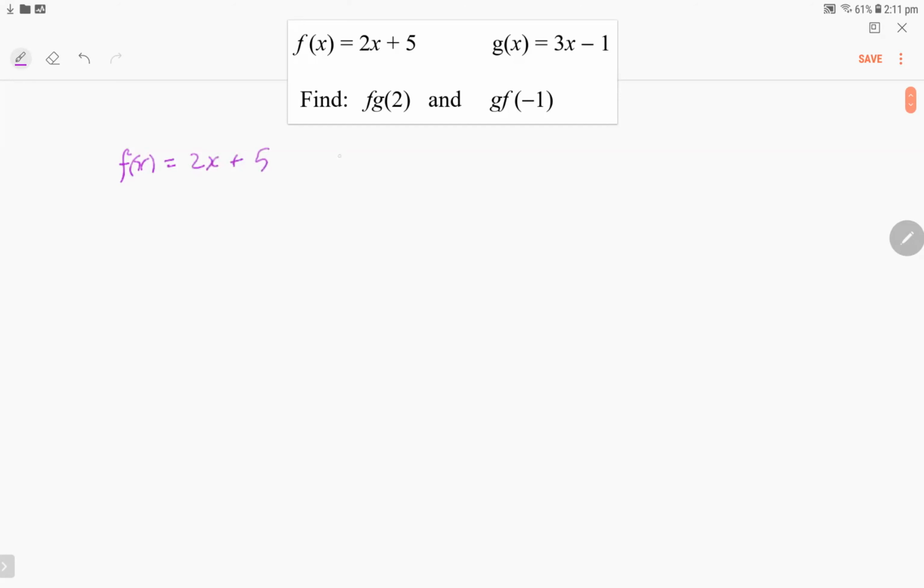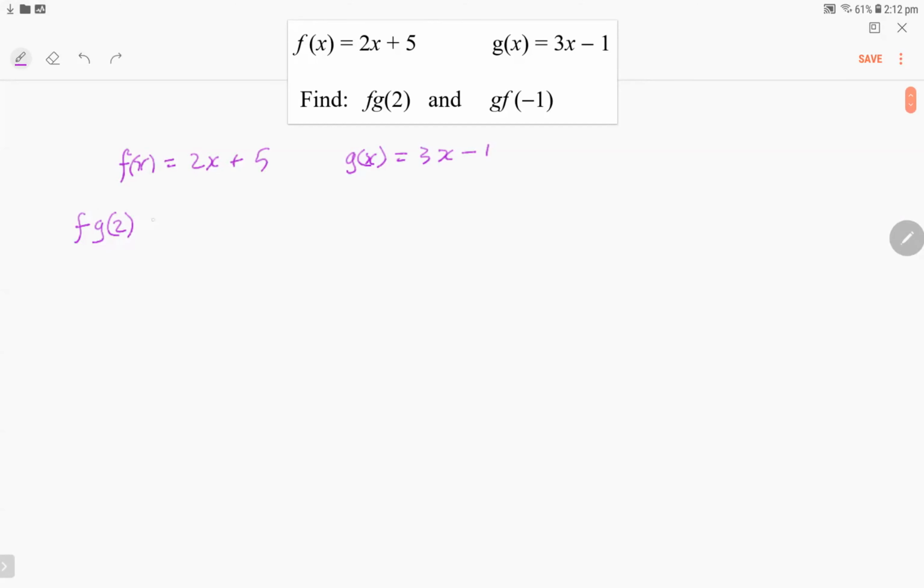I will have g of x equals 3x minus 1. And we're trying first to find f of g of 2. Now, what this means is that if you're doing it step by step, you have to do the g of 2 first. Because remember, f of g means g followed by f. So you have to do g first.